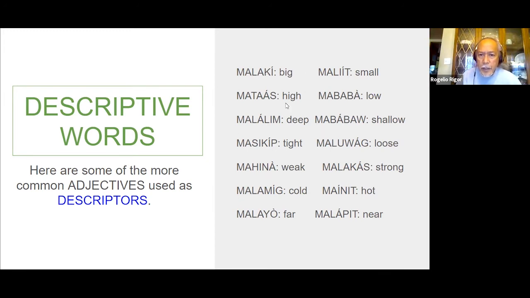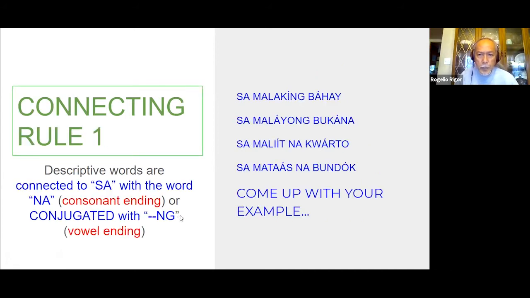So these are common descriptors. And we will now put them into our connectives, okay? And this is how we will go about it. When you have descriptive words connected with na, it's actually the descriptors and then the object, and they're connected with na. But if the descriptor ends with a vowel, it becomes ng. If it is a consonant, then you have the na.